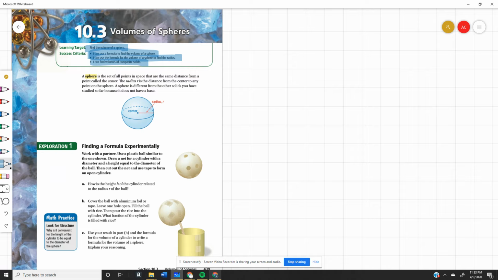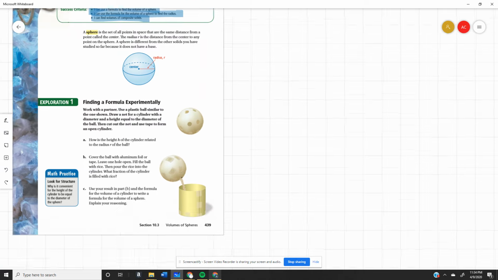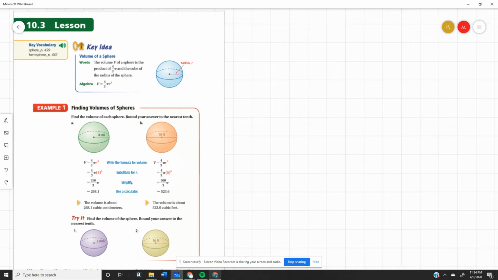A sphere is a set of all points in space that are the same distance from a point called the center. The radius r is the distance from the center to any point on the sphere. A sphere is different from the other solids you've studied so far because it does not have a base. If you think about a softball or a baseball or a basketball, they don't have a base. It doesn't matter where you grab them, they're always kind of the same. Okay? So let's dive on into 10.3.